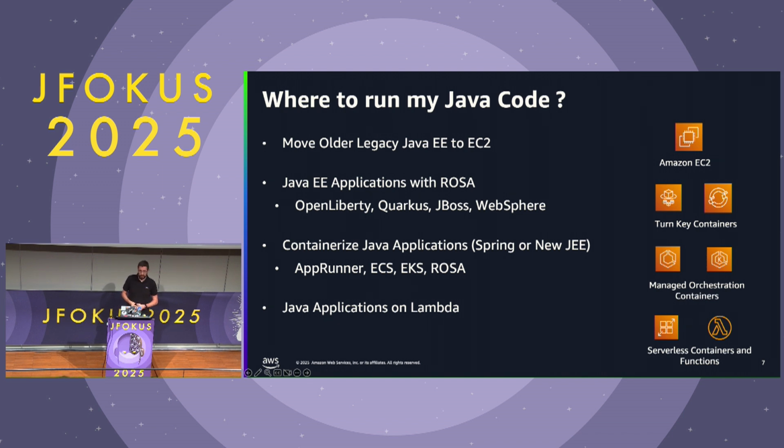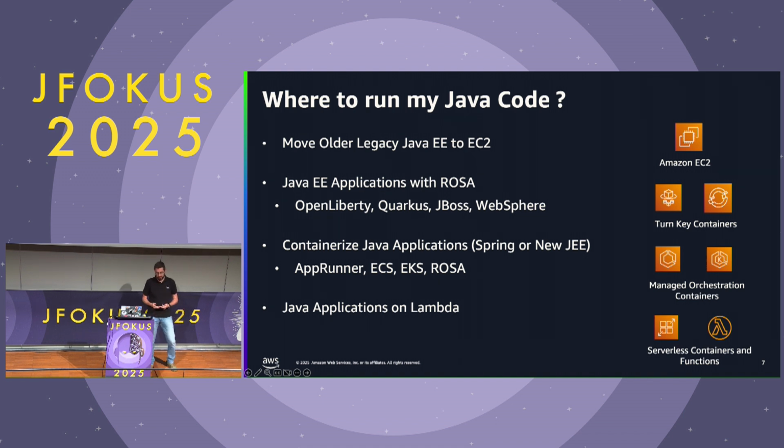Java EE applications with ROSA. ROSA is Red Hat OpenShift on AWS. You can do Quarkus, you can do JBoss, WebSphere on those things. It's a service managed together with Red Hat, so it's not only us that will support you in that.